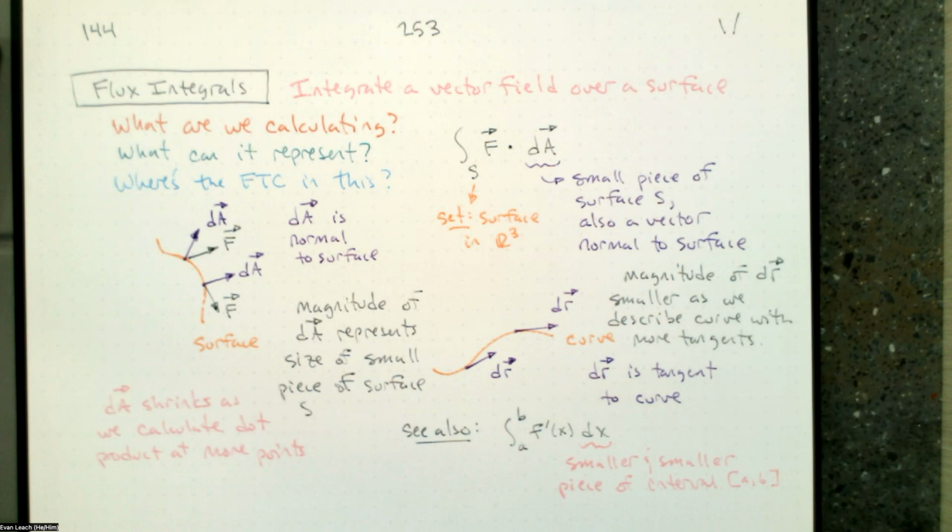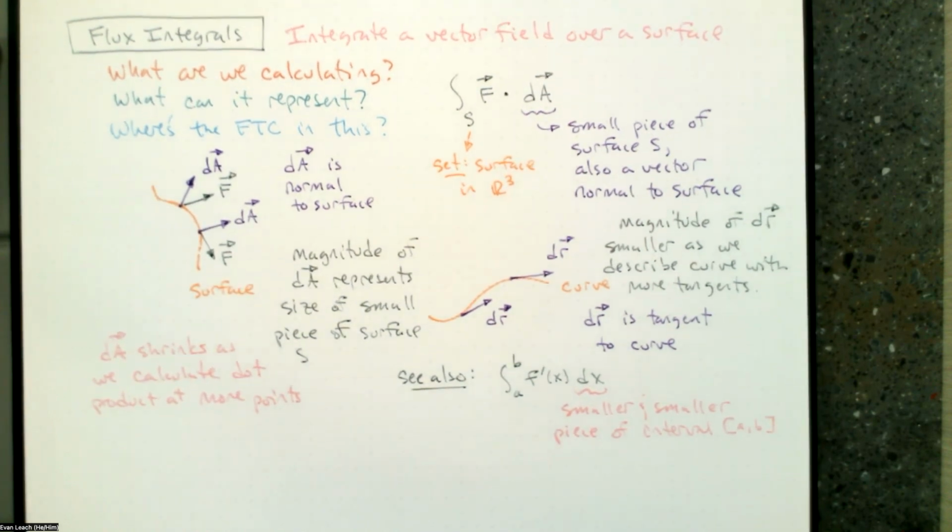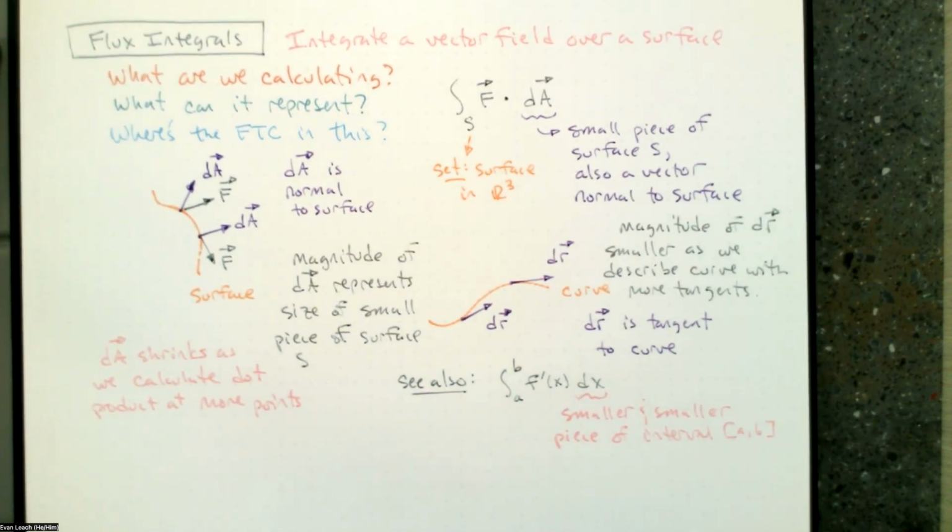So what can this represent? Well, we're doing a dot product, so anything that we can calculate with a dot product will be appropriate for this flux integral. We're imagining the vector field at all the points on the surface, so our default thinking for a flux integral is imagining a vector field flowing through some surface.